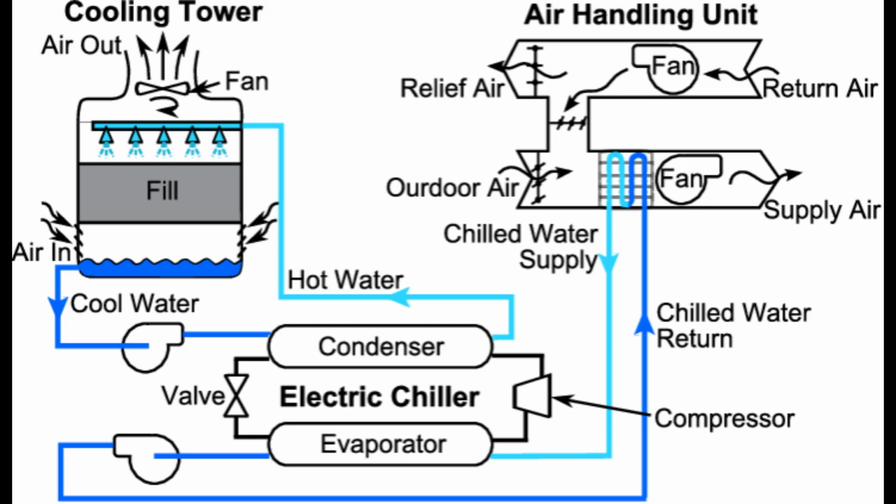Cool water. The cooled water collects at the bottom of the cooling tower and is pumped back to the chiller's condenser to pick up more heat. Air out. The warm, humid air resulting from the evaporation exits the top of the cooling tower.